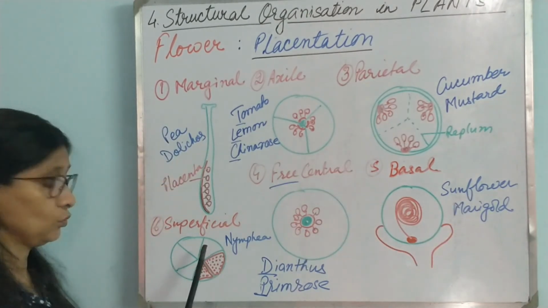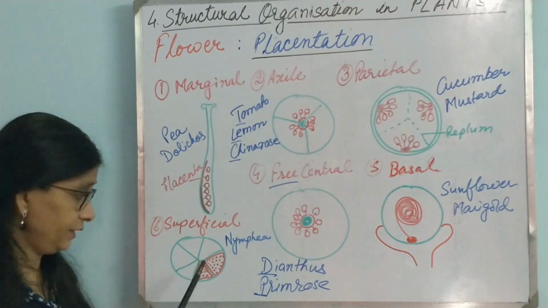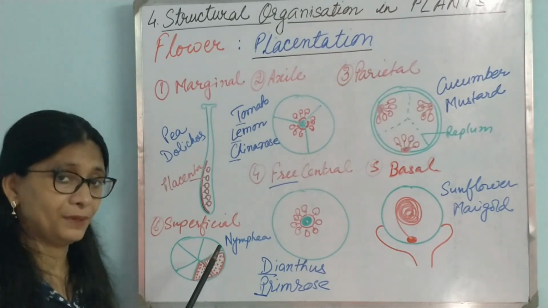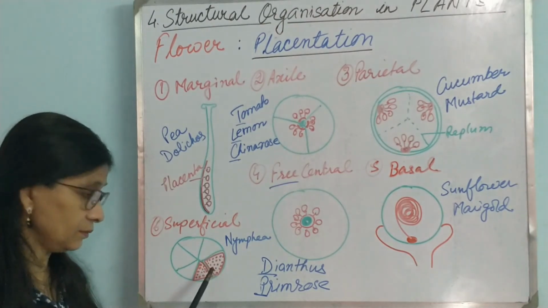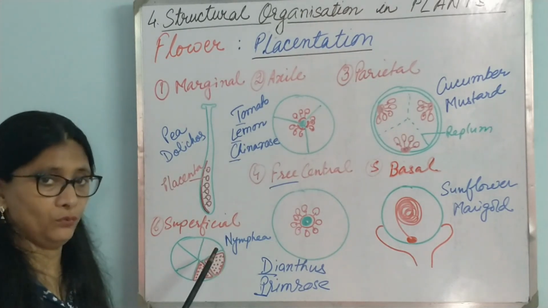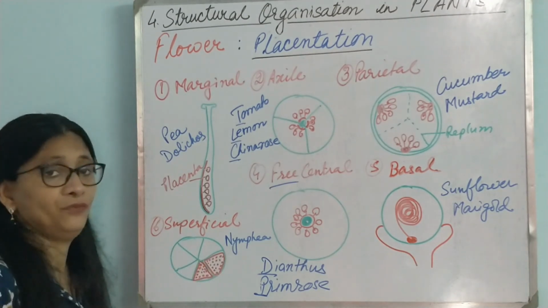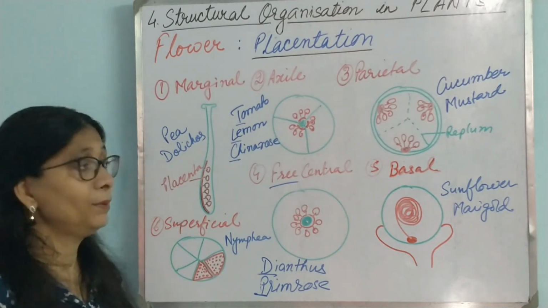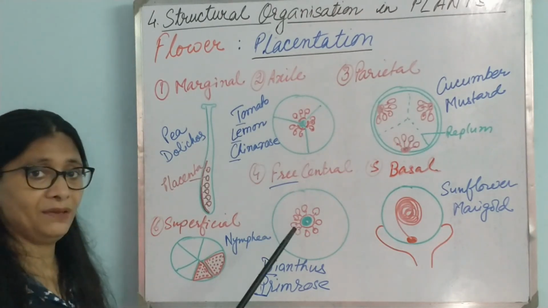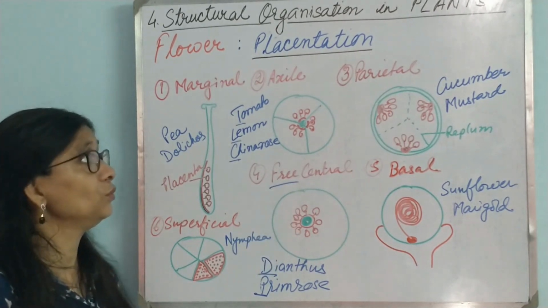And the sixth type is superficial, where we see a multilocular ovary, and the placenta is arranged on all sides of the septa. Since the placenta is on all sides, we see a lot of ovules in this kind of placentation. The example is nymphaea. So I hope you have understood. Please remember the examples. Make some trick in your mind to remember the examples. So this will do for placentation.